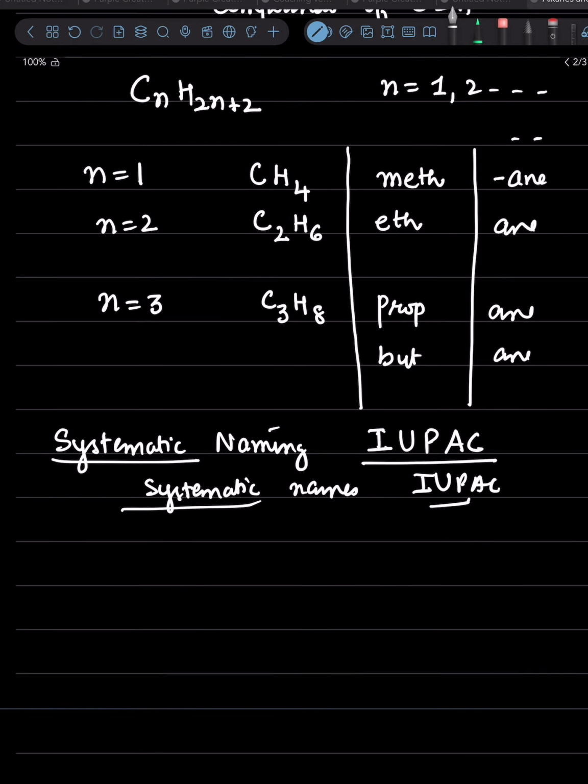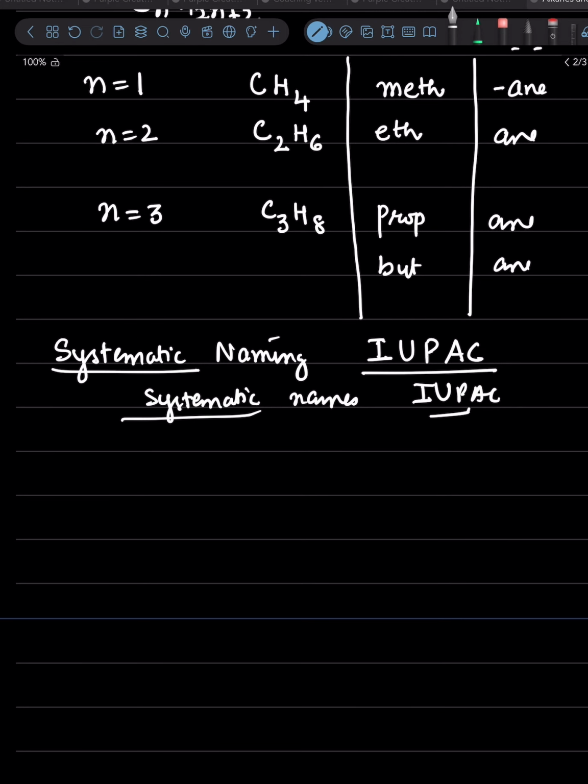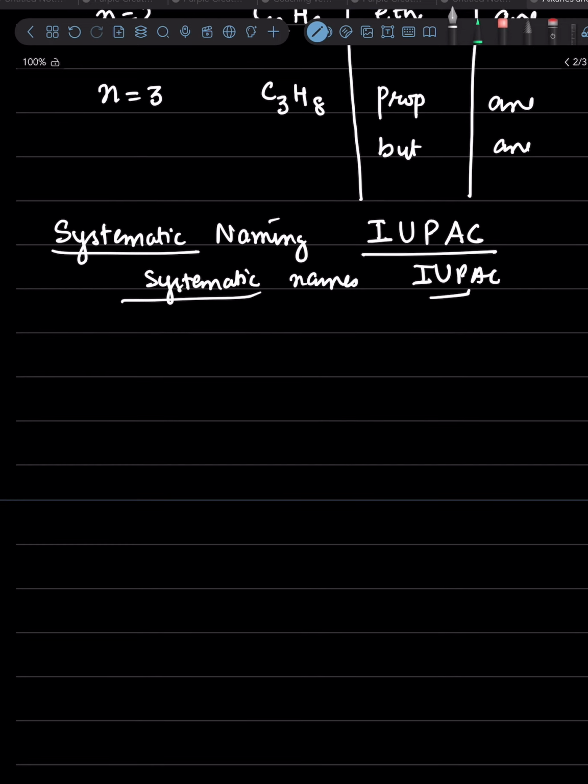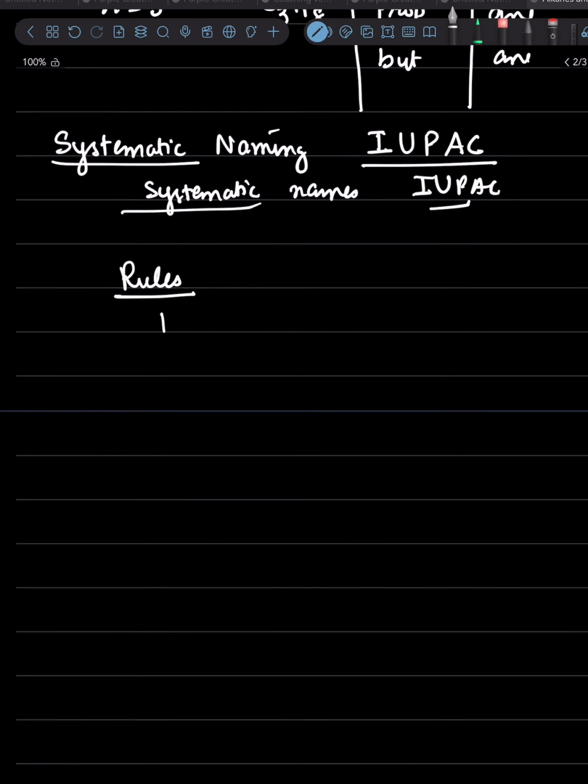For 5 we use pent, for 6 hexane, for 7 heptane, for 8 octane, for 9 nonane, for 10 decane, and so forth. For naming the alkanes, there are certain rules. We need to understand those rules, apply them and practice them, and that way you can learn them. First, we should look for the longest chain.